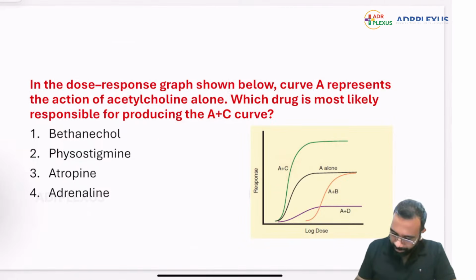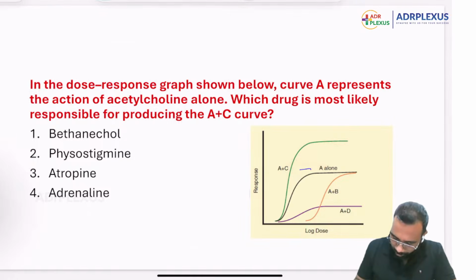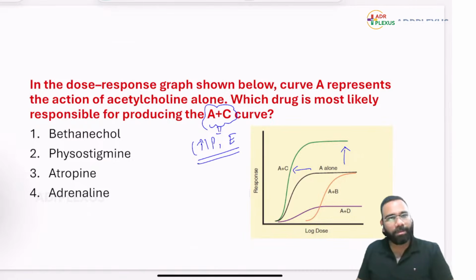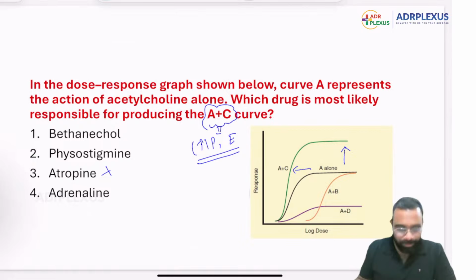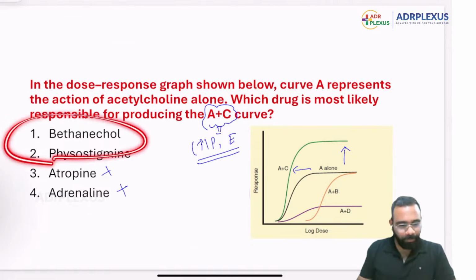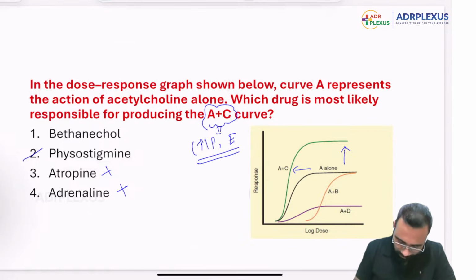If you see our graph, A plus C, what is happening here? It is moving to the left slightly and it is increasing the height also. That means A plus C is increasing potency, and it is increasing efficacy as well, right? So in this, what will be the C? Definitely not atropine, definitely not adrenaline. So it might be either beta-nicotinic or physostigmine. So now here the answer is physostigmine.